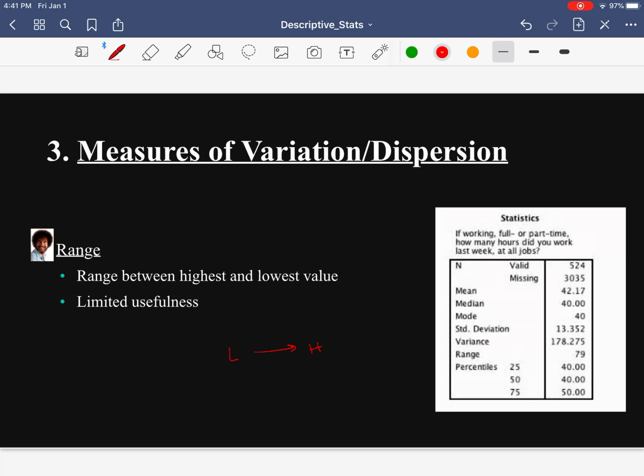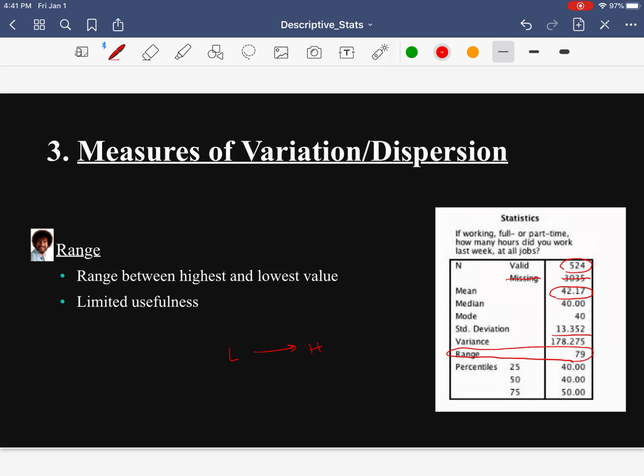Here's an example of an SPSS readout. It's going to give us the mean. So in this example, we had 524 in the sample. Just ignore the missing for now. We'll talk about that in the data screening. But I had a sample of 524 scores. And the mean of those scores was 42.17. The standard deviation was 13.3, which we'll talk about. But look at the range. The range was 79.